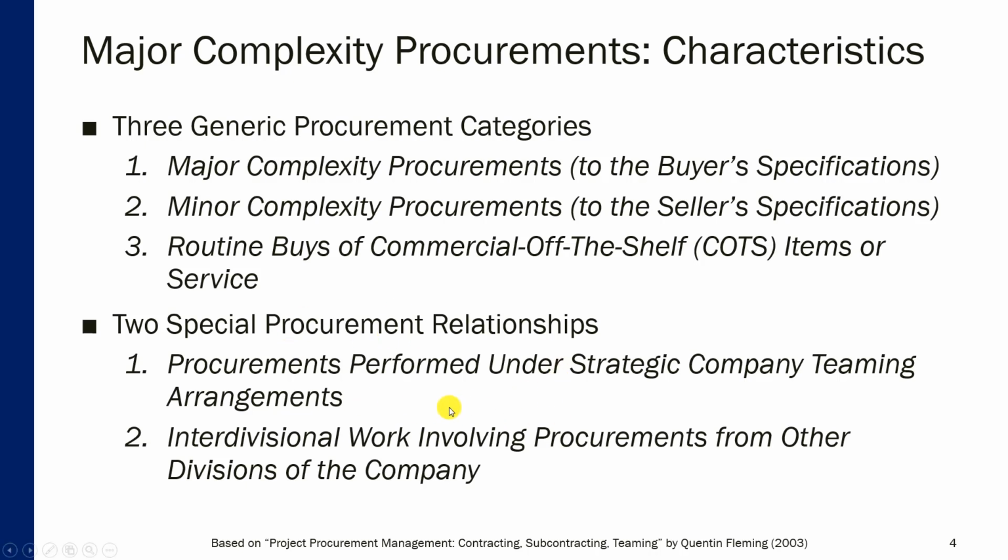They're cooperating on a mutually beneficial deal. And then there's a second special procurement relationship, interdivisional work involving procurements from other divisions of the company. So it's basically the same company trying to accomplish something, and they ask two different divisions to collaborate.